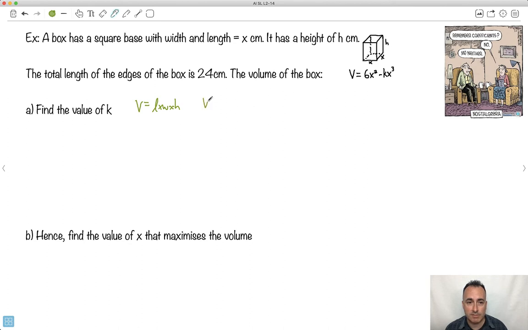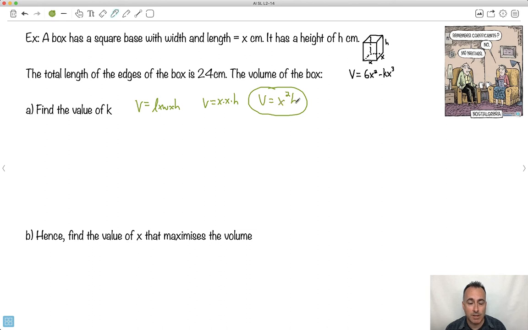So in this case, the volume will be x times x times h. Do you notice that? So it's x times h, which means the volume is x squared h. So far, so good? That's my volume in this case. It's x times x times h. Here's the problem. I have this in two variables. I've got x's and h's.